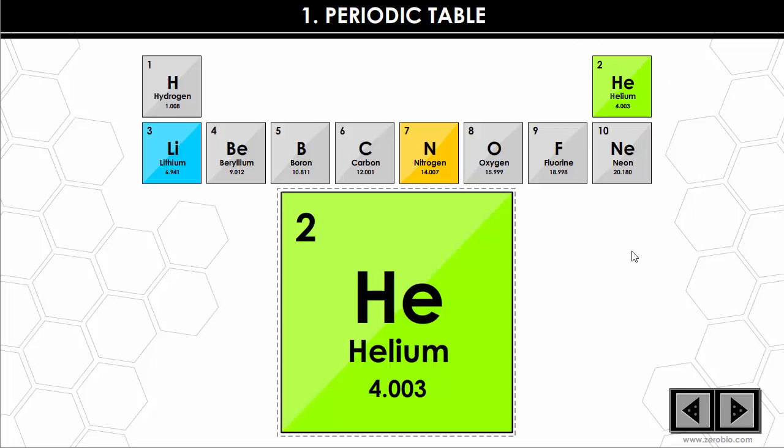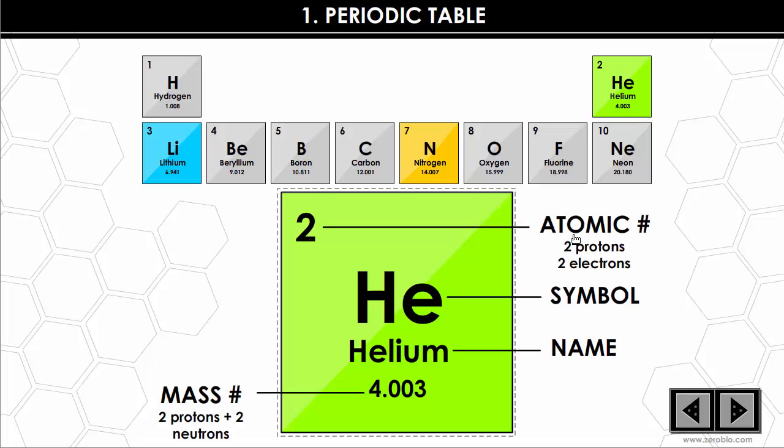So here's helium, and right off the bat we can see a large number 2 in the top left corner, a symbol, a name, and some other numbers here. The atomic number is on the left-hand side here, so this is number 2 for helium, atomic number 2. By definition, the atomic number tells you how many protons are in the atom. Now, protons are the positively charged particles that are found in the nucleus. So if the atomic number is 2, that means there are 2 protons.